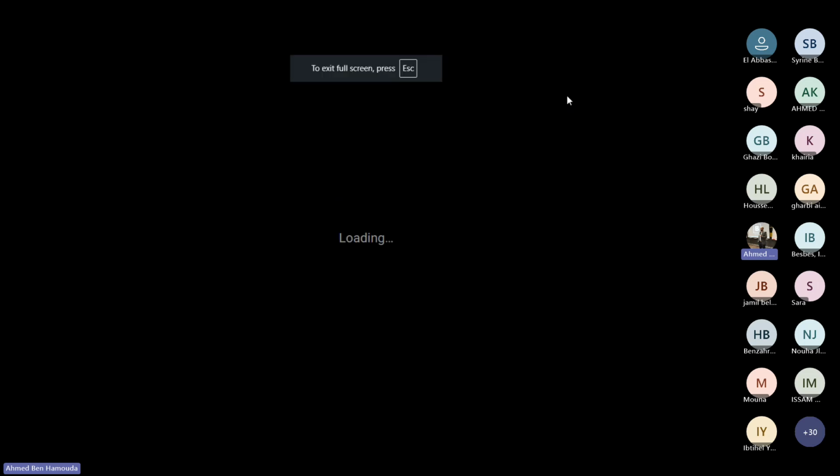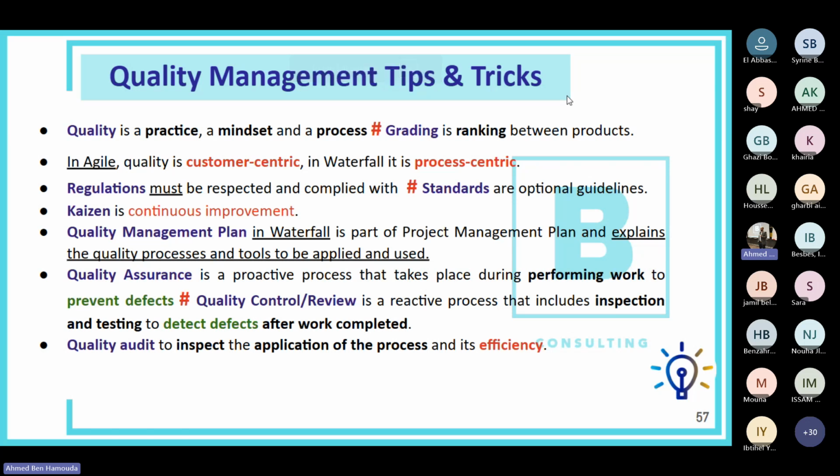Okay, so let me read it fully. Quality assurance is a proactive process that takes place during performing work to prevent defects, whereas quality control or quality review is a reactive process that includes inspection and testing in order to detect defects after the work is completed. Okay, quality audits. So we talked about audits earlier. We said we can have audits in procurement, in risk. So also we can have audits in quality. So quality audits are to inspect the correct application of the processes and the efficiency of the process. That's called quality audits.